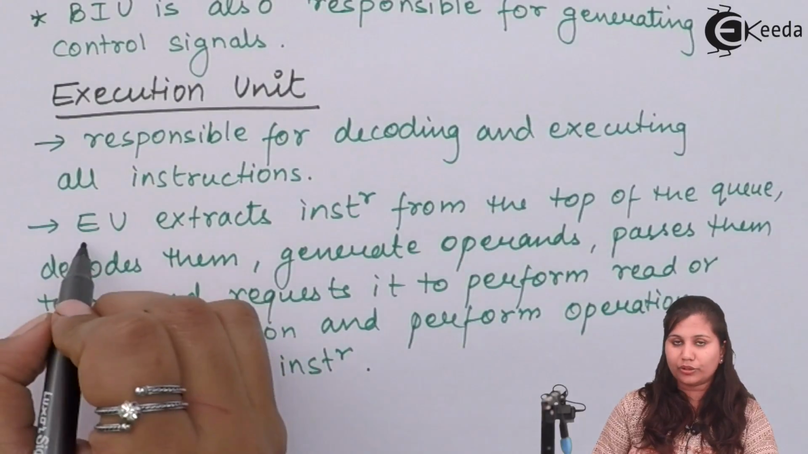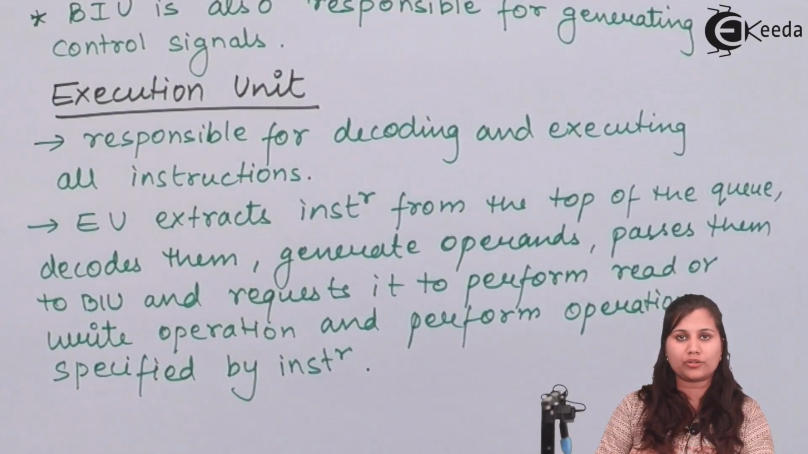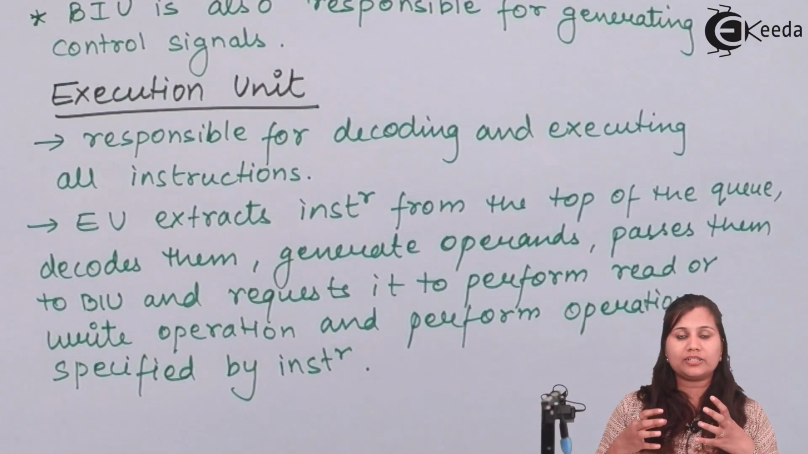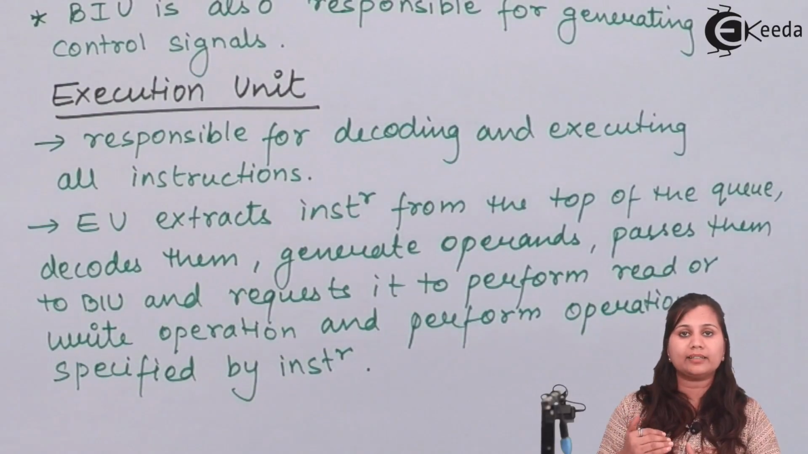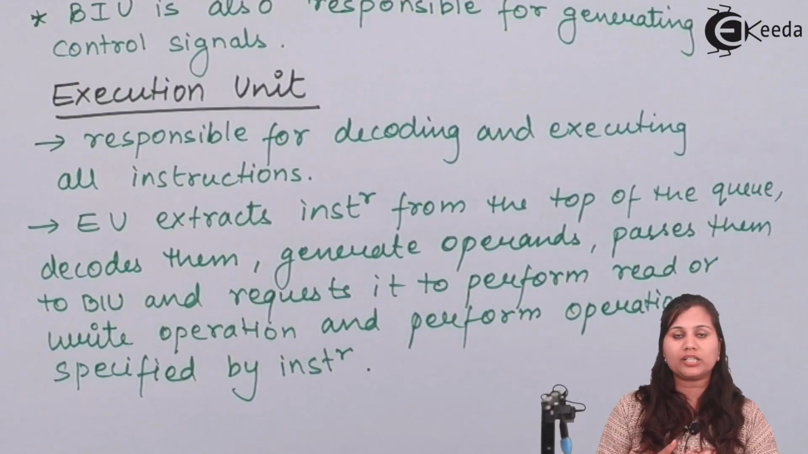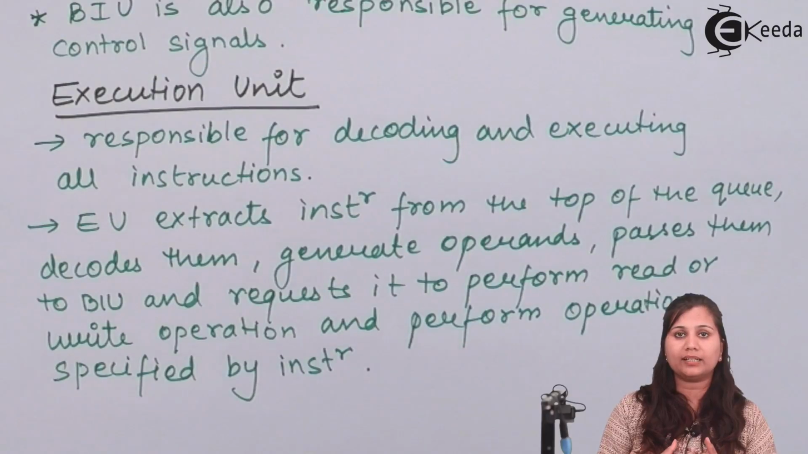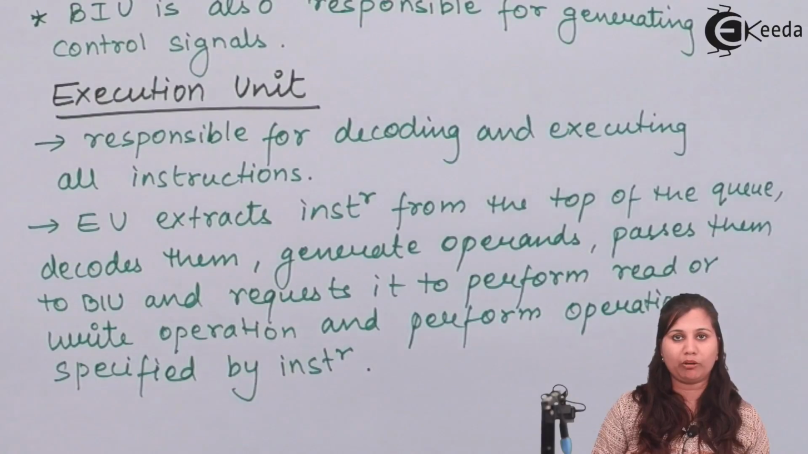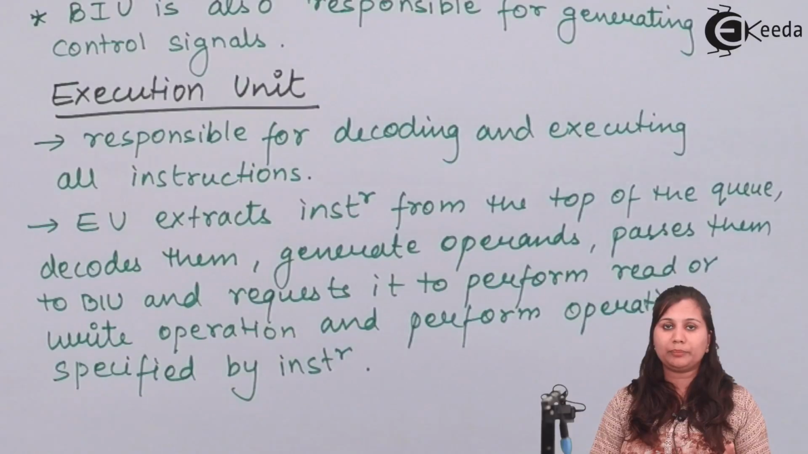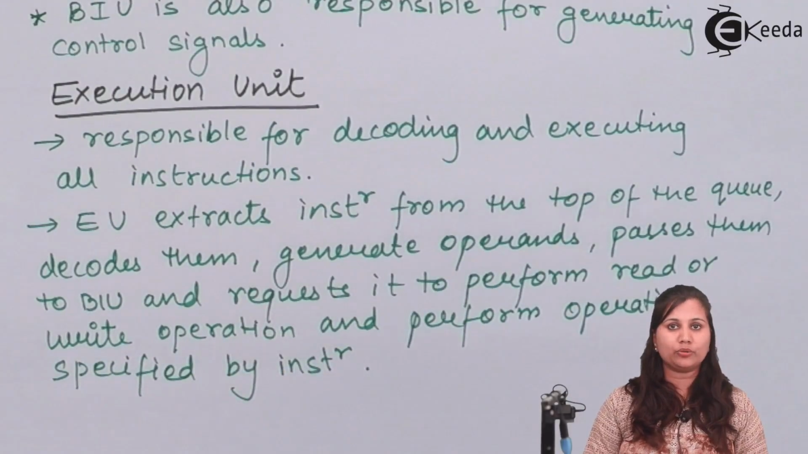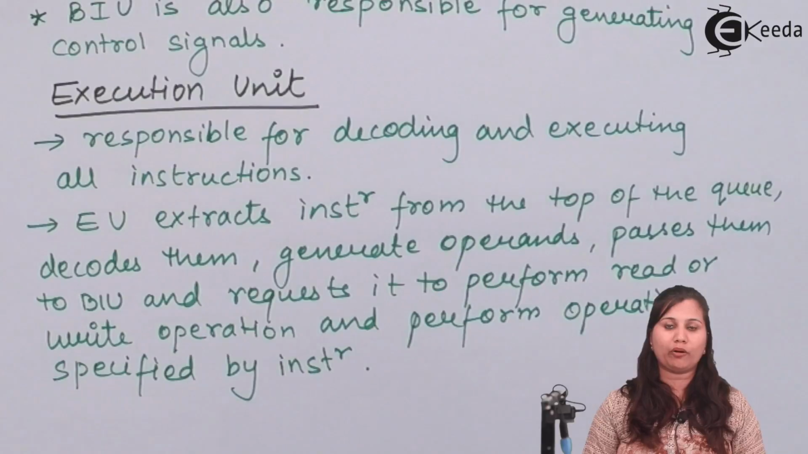So this execution unit is going to first extract the instruction from the queue, then it is going to decode that instruction. Now if that instruction involves any operand, then it is going to generate the operands, and then these operands will be passed to the bus interface unit. The bus interface unit is then given a request to perform either a memory read, memory write, or input output read or input output write operation. So if operands are involved, then those operands will be operated by the bus interface unit.